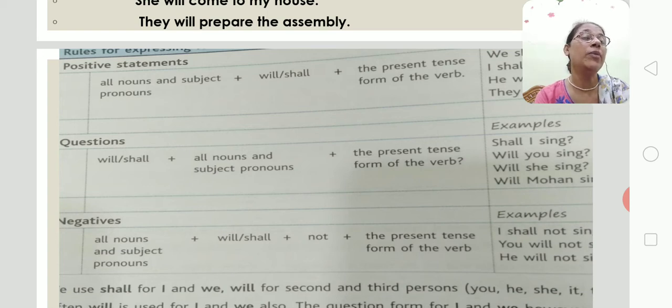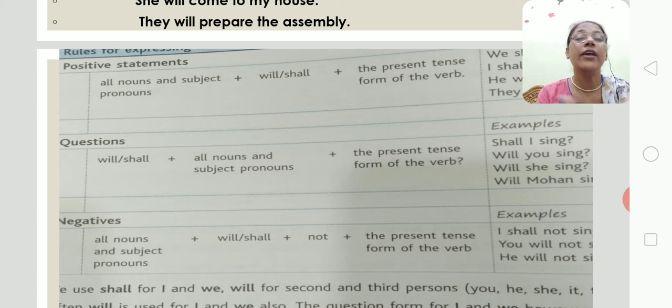Now, what will the question form be? The helping verb will or shall takes the first place, and the subject takes the second place. And then the present form of the verb. That means the subject is becoming a sandwich between the helping verb and the main verb. The helping verb is will or shall, and the main verb is in the present form. Like, shall I sing? Will you sing? Will she sing? Will Mohan sing?